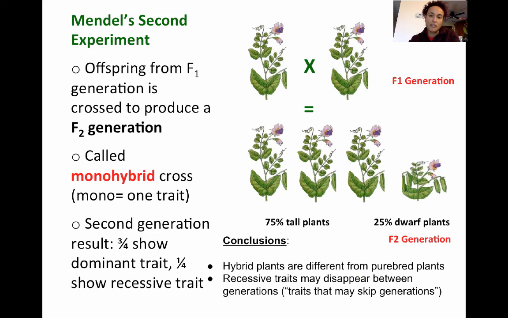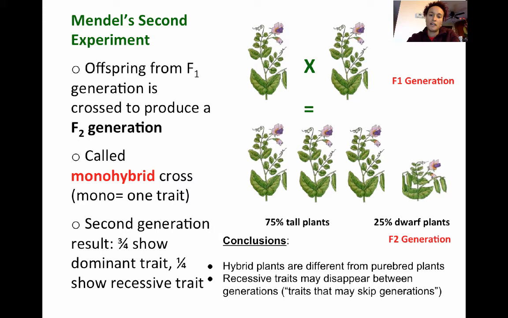In the second experiment, he took those same plants from the first generation, so the ones that had one tall and one dwarf allele, and he crossed those together. And we actually see that recessive phenotype pop up again. So here we had 75% of the plants that were tall and 25% of the plants that were dwarf. So in that first generation, that dominant trait took over and that recessive dwarf plant was hidden. But in the second generation, that phenotype popped up again. Now, we call these monohybrid crosses.